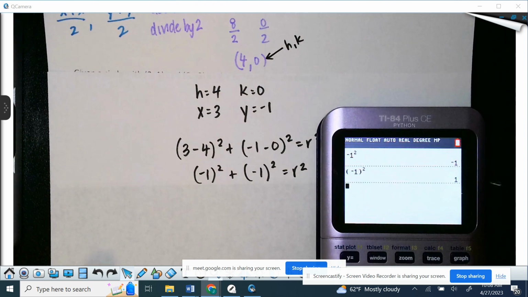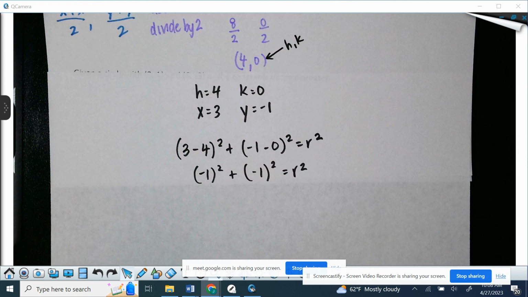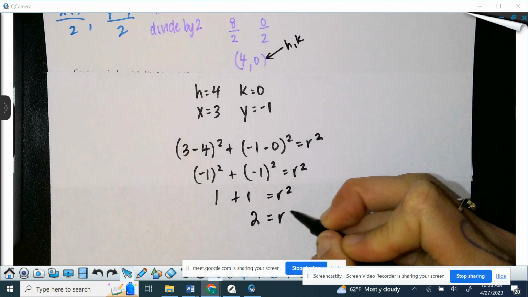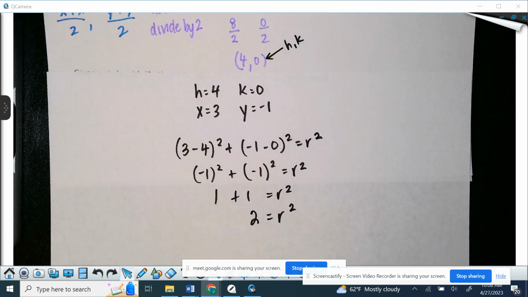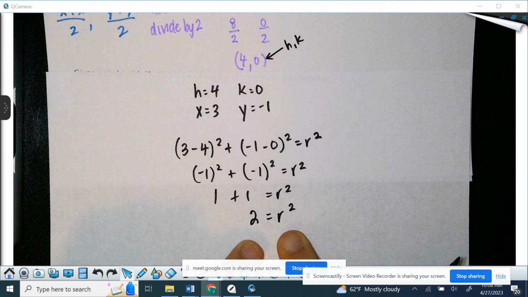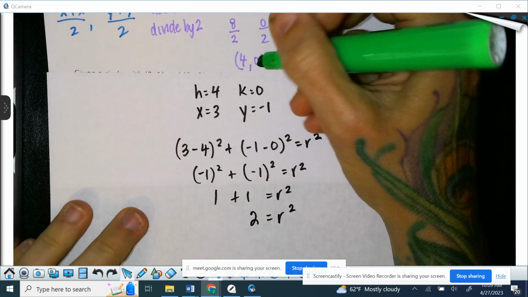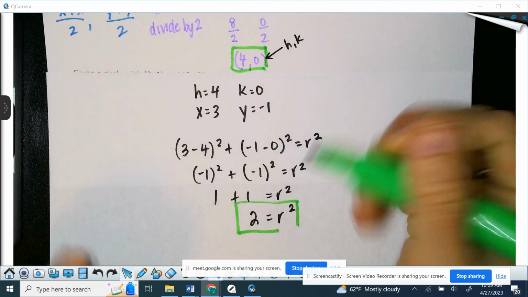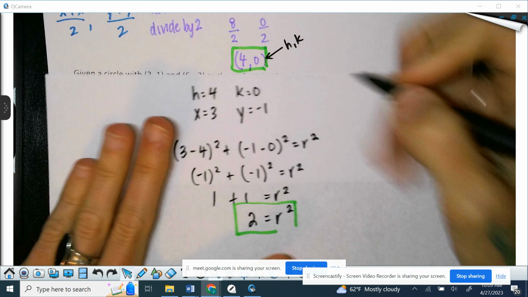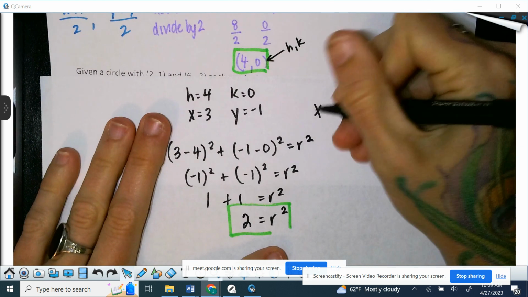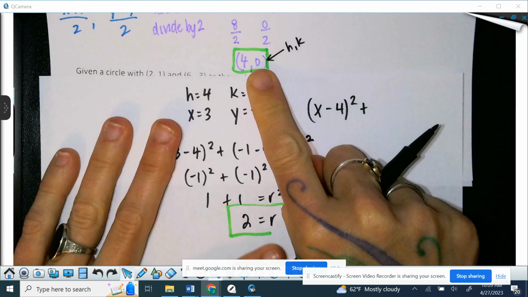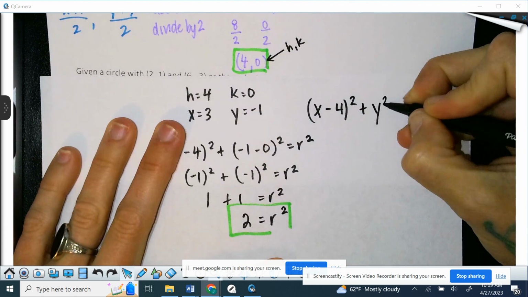So -1 squared, 1 plus 1 equals r squared. 2 equals r squared. So our radius squared is 2. Again, the same as we just solved on our other paper. The important parts to write that equation are going to be our HK and our radius squared. And so we're going to write the equation as x minus 4 squared plus y minus 0 squared, but that's never how you're going to see it. So you're just going to see y squared equals radius squared, which is 2.